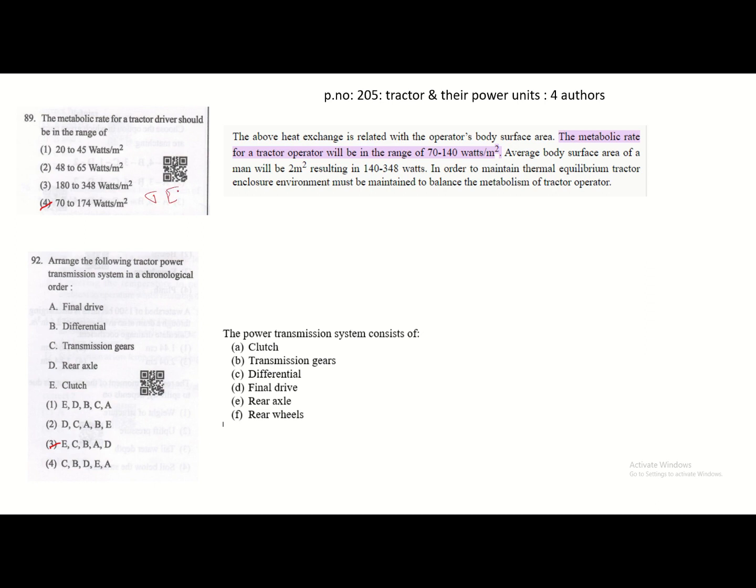Next one is the metabolic rate of the tractor operator. This comes from tractor ergonomics. As I told you, noise, hot operation time, this is all ergonomics. So the answer is 70 to 140. Here 70 to 174 is given. So this is the correct answer.